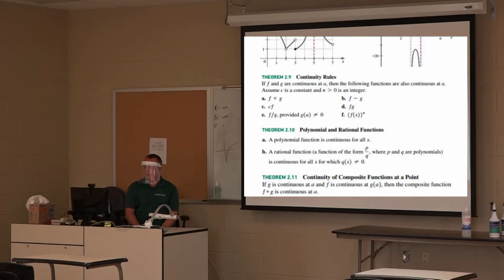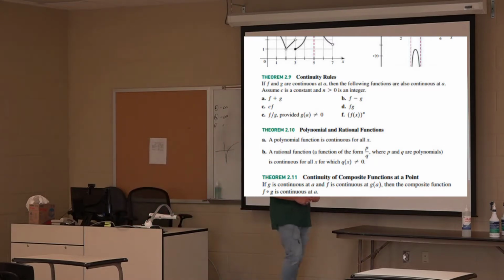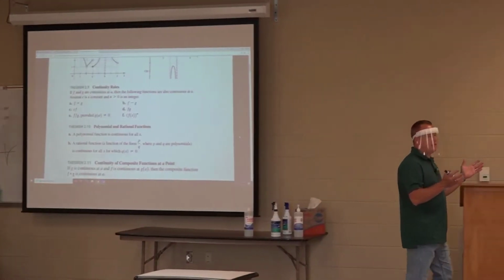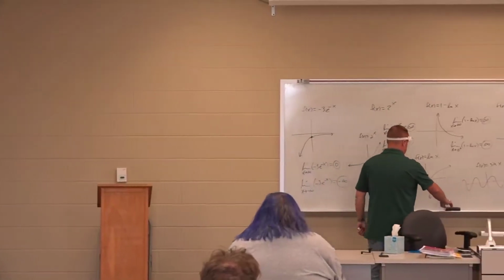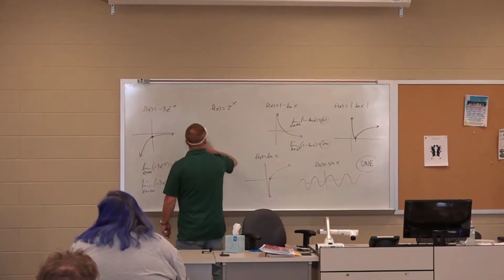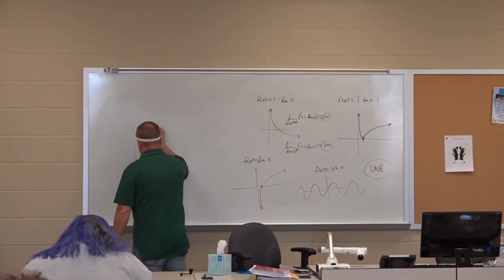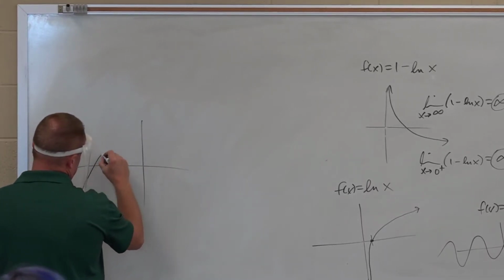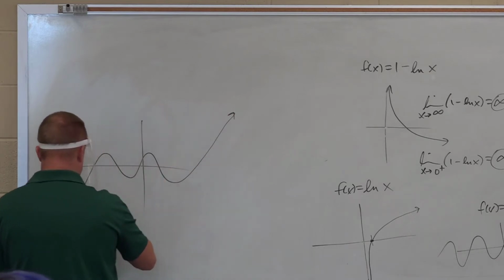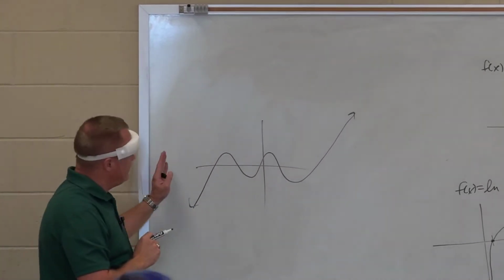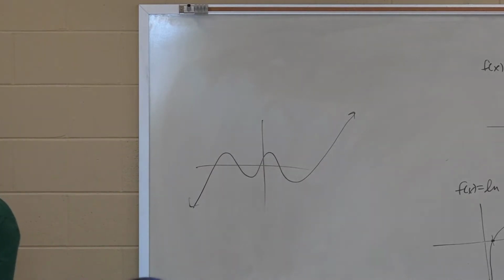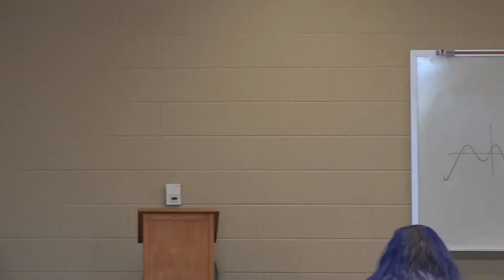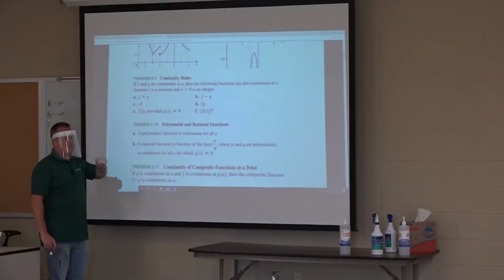All right, Theorem 2.10, polynomial and rational functions. Okay, now if you remember the graph of polynomial functions, every x, you can always plug in and you always get something out, right? And there are no asymptotes, there's no holes or anything like that. So a polynomial function is going to look something like this. You'll go down or up on one end, you'll have some curves in the middle, and then go up or down on the other end, right? So it is continuous everywhere. Polynomial functions are always continuous everywhere. So what it says here, a polynomial function is continuous for all x. Okay?